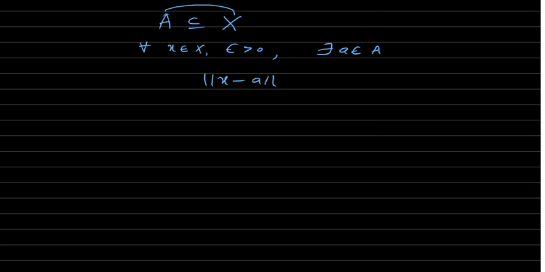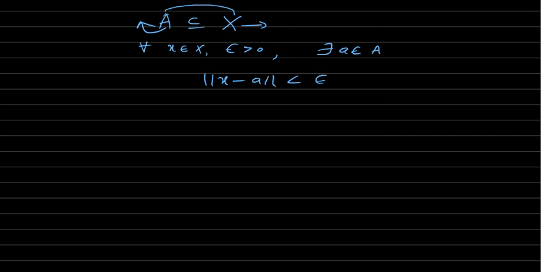Dense means, in a normed linear space we will define dense. If A is a subset of some normed linear space X, then when will we say A is dense in X? A will be dense in X if for each x in X and epsilon positive, take any x in X and any positive epsilon, then there should exist some point a in A such that norm of x minus a is less than epsilon. That means you can approximate every point of X by some point of A.